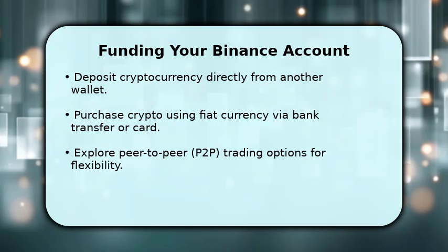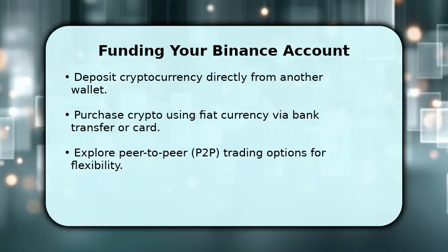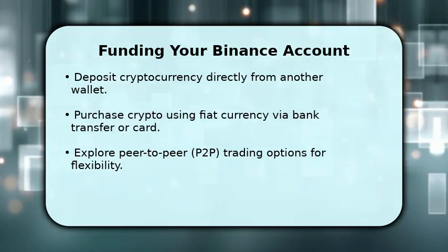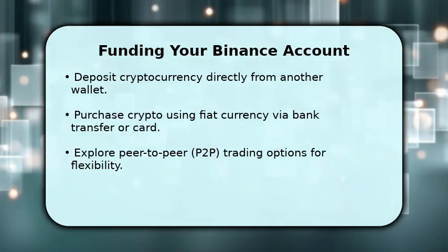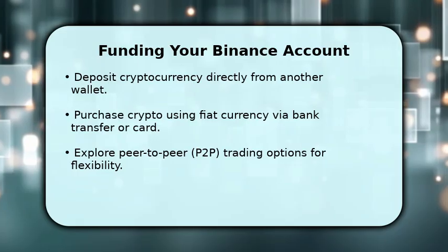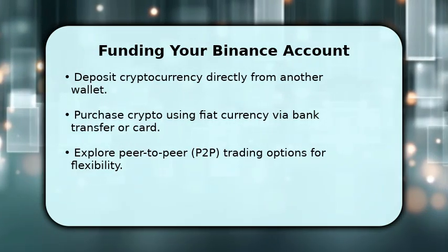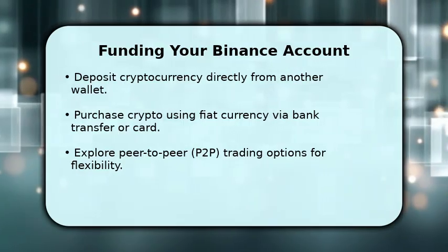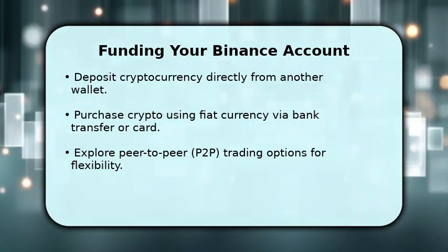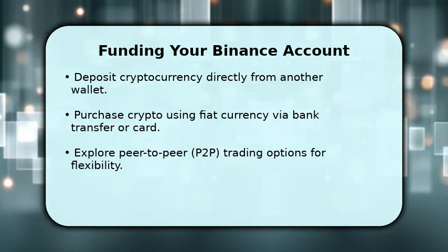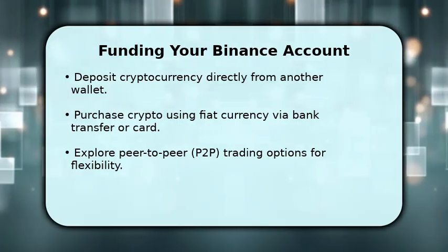Once your account is secure, it's time to fund it. You can deposit existing cryptocurrency from another wallet by selecting the appropriate coin and generating a deposit address. Alternatively, purchase crypto directly using fiat currency through various methods like bank transfers or credit/debit cards. Binance also offers a peer-to-peer, or P2P, trading platform, allowing you to buy and sell crypto directly with other users using your preferred payment methods. Choose the option that best suits your needs.